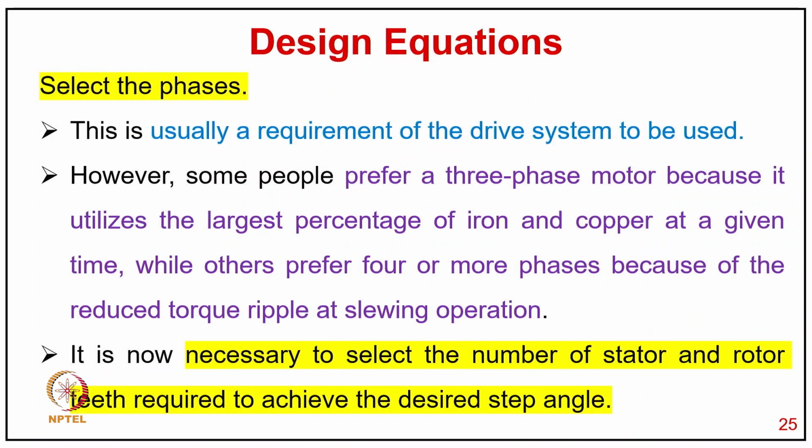So now coming to the selection of the phases. This is usually a requirement of the drive system to be used. However, some people prefer a 3-phase motor because it utilizes the largest percentage of the iron and copper at a given time, while others prefer 4 or more phases because of the reduced torque ripple and slewing operation. It is now necessary to select the number of stator and rotor teeth required to achieve the desired step angle.